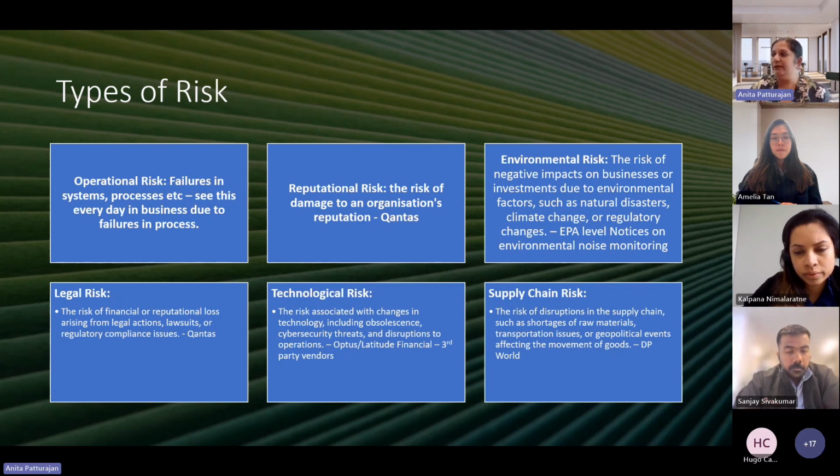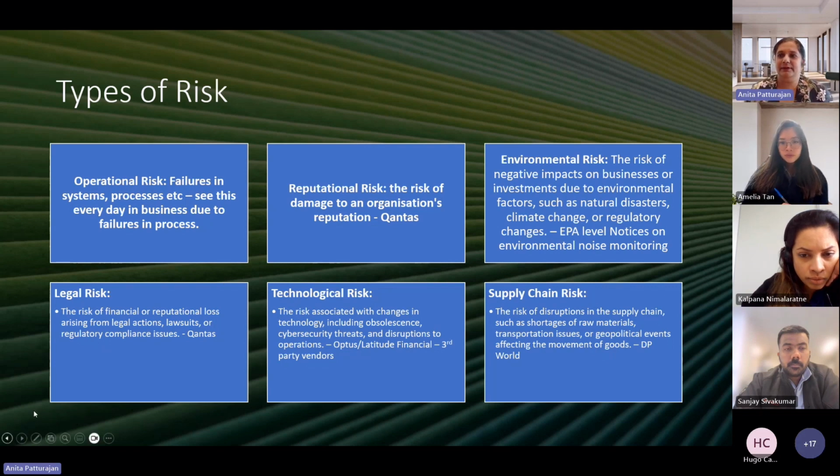And supply chain risks. We're seeing another example of this right now in the DP World instance, where a hack has resulted in issues with unloading and loading of products from the docks. So all these are different types of risks. Of course, there are more, but I thought I'd cover the main ones that we often experience in our business.